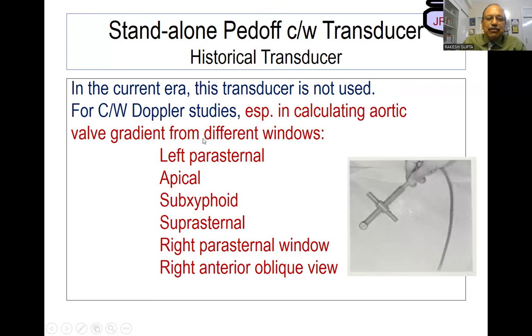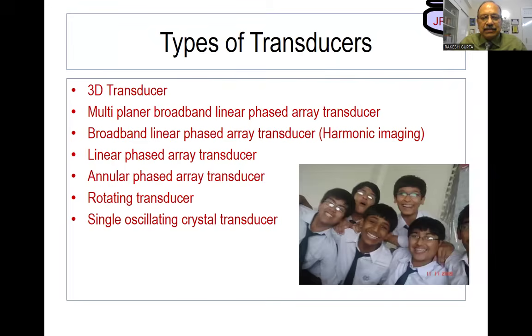Anyway, let's move on. So this is a historical PDOF crystal transducer. Pulse emitting Doppler flow. That's a PDOF crystal transducer. This is the one we used when we never had continuous wave Doppler. This single crystal transducer was used for calculating aortic flow velocities.